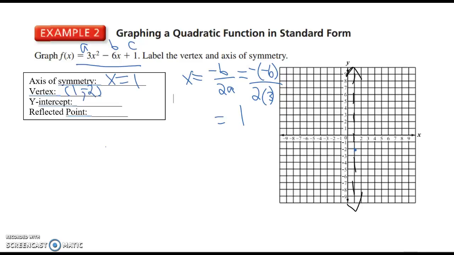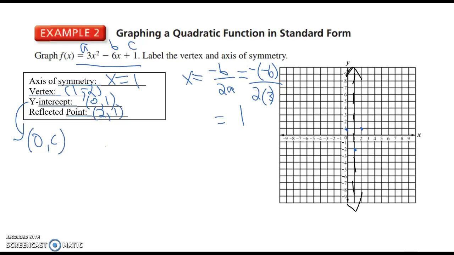When I plugged this in, I got -2, and then I plotted my point on my graph. Now to get the y-intercept, it's just (0, c). That is going to be my y-intercept. So (0, 1) will be my y-intercept, and I can plot that point as well. And then reflect it over your axis of symmetry, which would be the point (2, 1), and there's my reflected point.